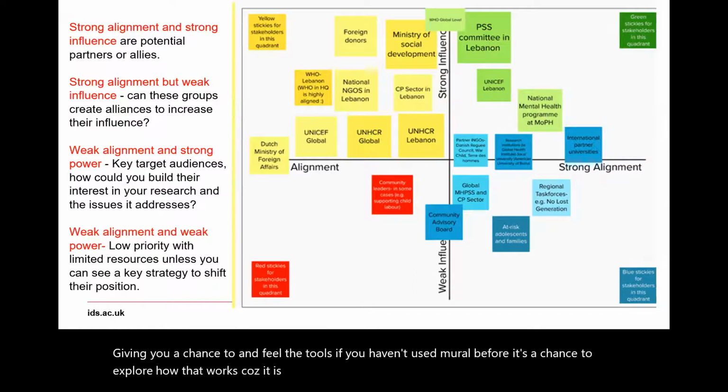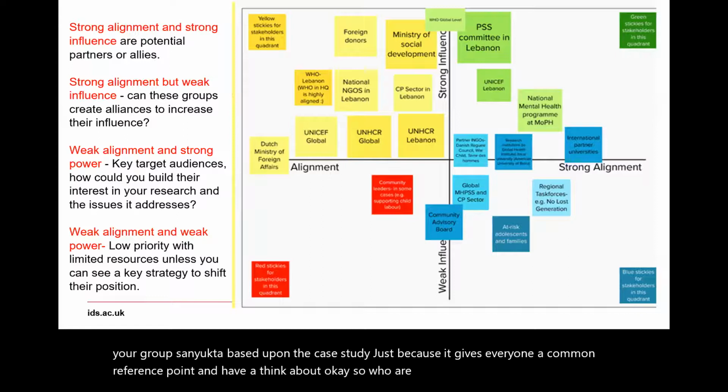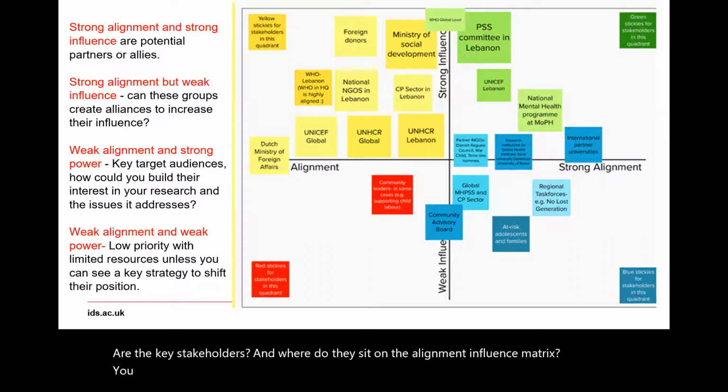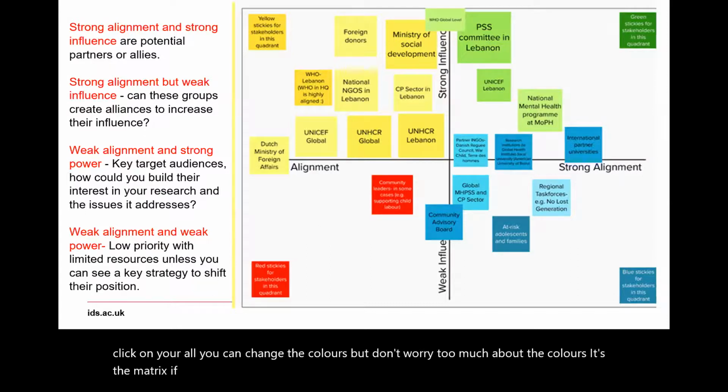So you're going to go into your groups and, based upon the case study, because it gives everyone a common reference point, have a think about who in this project are the key stakeholders, and where do they sit on the alignment influence matrix? Don't need to worry about the colors. When you click on Mural, you can change the colors, but don't worry too much about that. It's the matrix that matters. If we were in a workshop setting, you'd all have different color post-it notes, and that really doesn't matter.